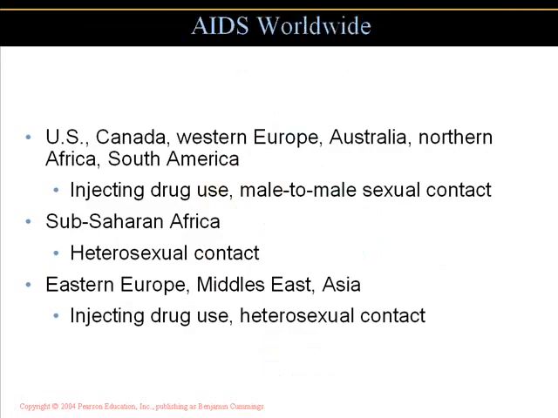AIDS worldwide impacts the United States, Canada, Western Europe, Australia, Northern Africa, and South America. Injecting drugs or male-to-male sexual contact being the etiologies. In the sub-Saharan parts of Africa, we see it's primarily heterosexual contact. There are a number of complications related to the ability to treat HIV disease in sub-Saharan Africa. Poverty, famine are huge issues.